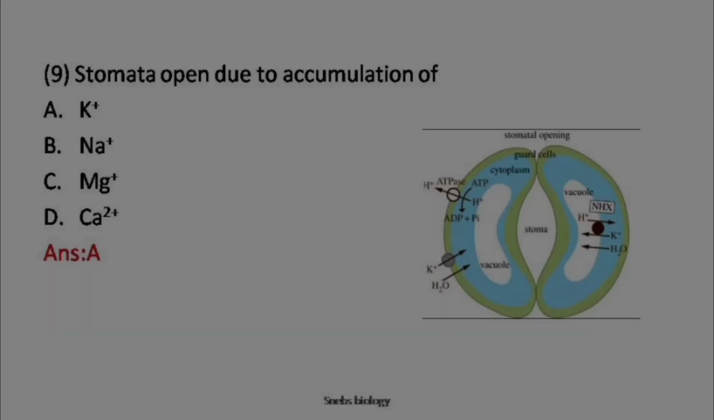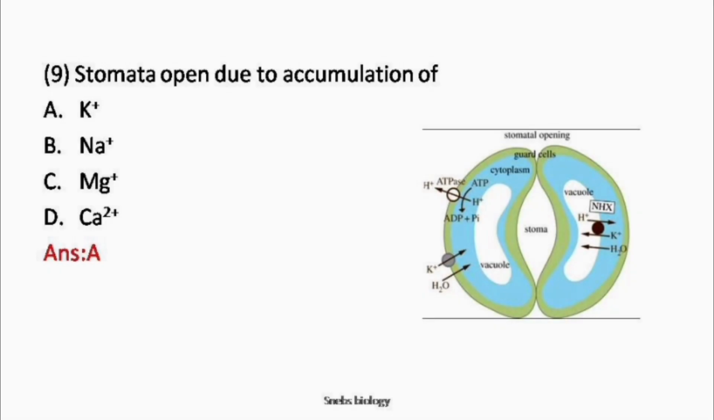Next, question number 9. Stomata open due to accumulation of option A K plus, option B Na plus, option C Mg plus, option D Ca2 plus. So according to the active K plus theory of Levitt, opening of stomata occurs due to influx of potassium into the guard cells. The sources of potassium are nearby subsidiary and epidermal cells. So the correct answer is option A, potassium.